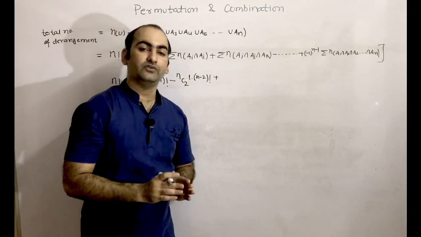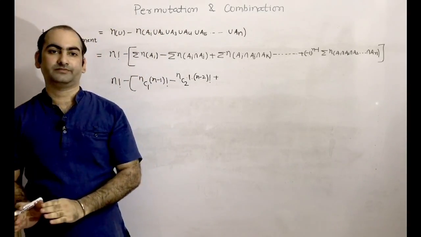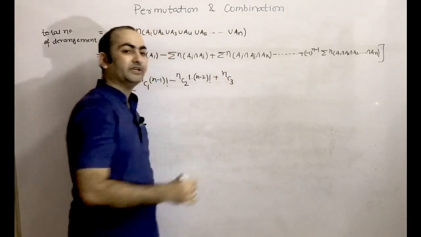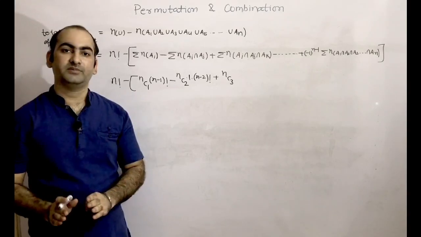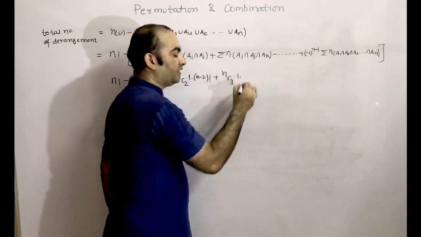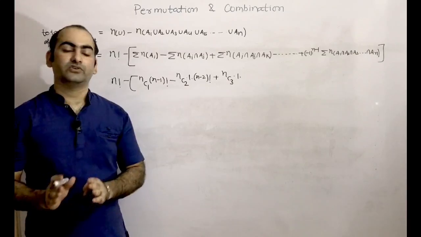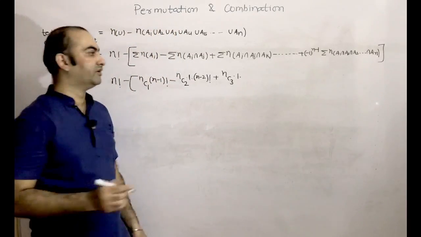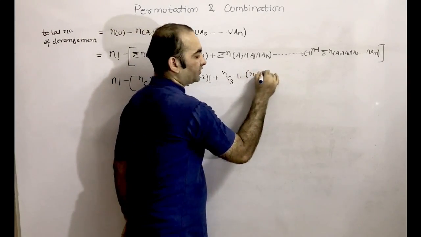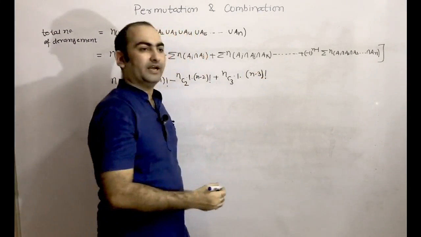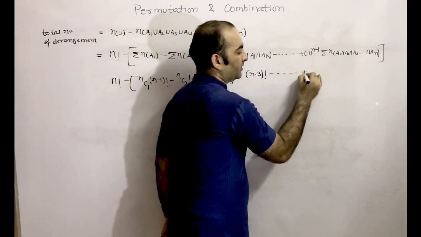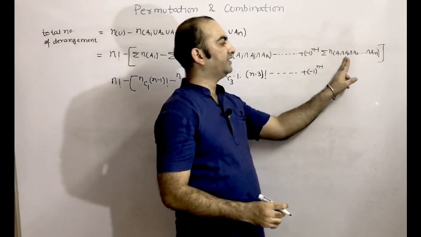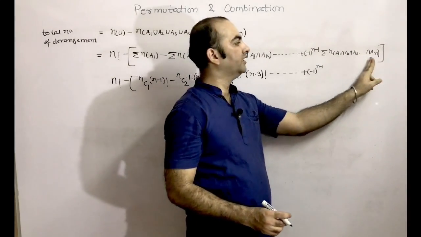Plus sigma n(Ai intersection Aj intersection Ak). That means out of n things, three things are going to the correct place, so we have to select three things, nC3. Three things going to the correct place is one way. The remaining n minus three things we can arrange in any number of ways, there is no condition. So n minus 3 factorial. And so on, plus or minus (-1) power n minus 1.